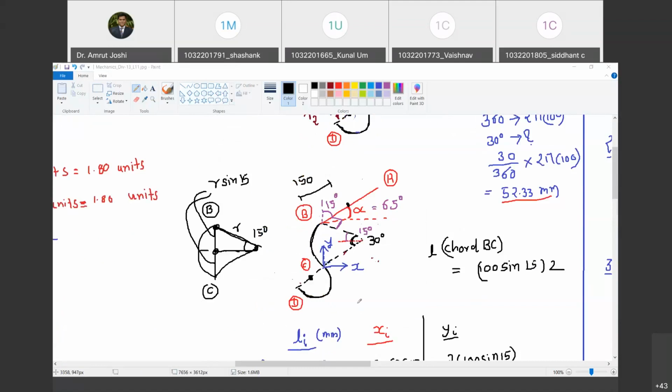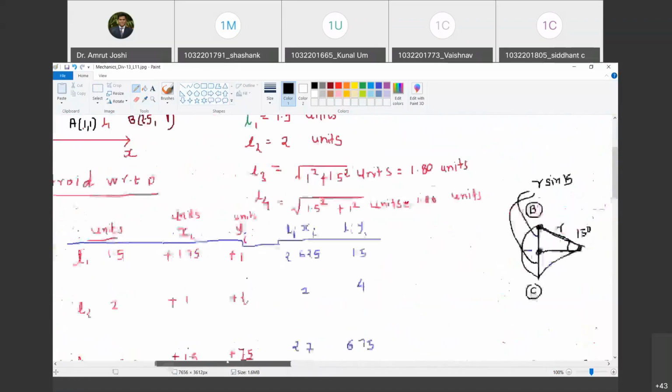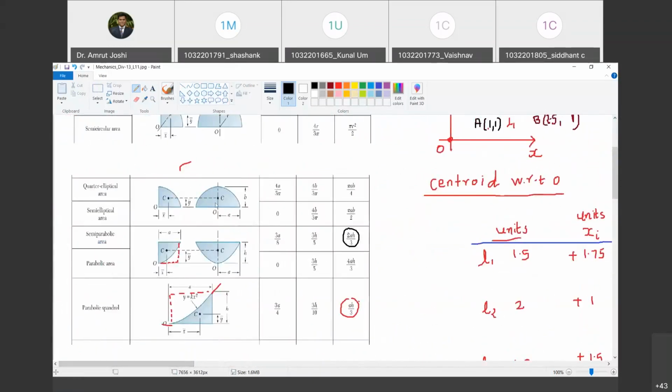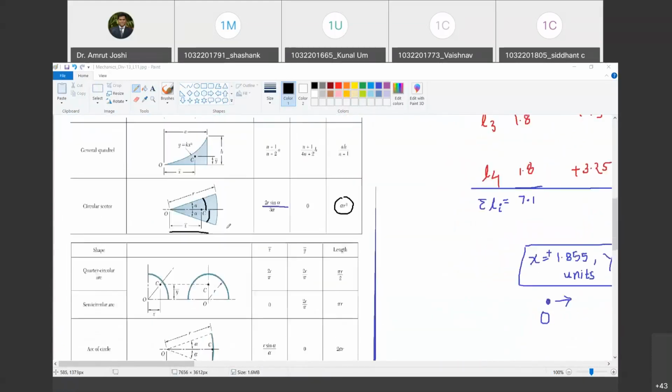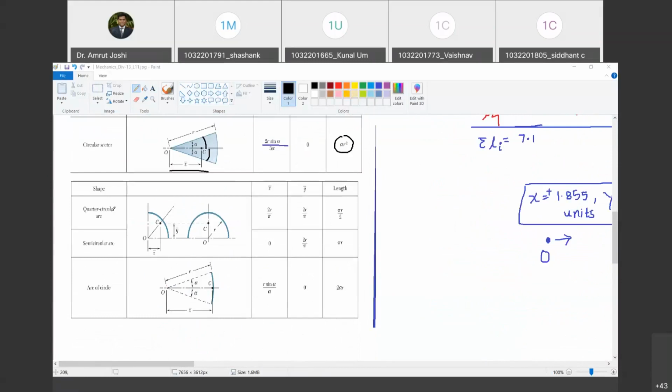Portion BC is nothing but an arc of a circle. So we are going to look at the list of formulae given here. Whenever you see this shading, that corresponds to the centroid of laminae. But we are not talking about the lamina now. We are talking about wires. So you have to look at this formulation. Along the arc of circle means we are going to refer to this figure.